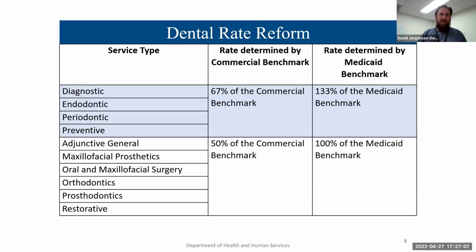To determine the rate that we pay off of that benchmark, we started with the recommendations that came from the comprehensive rate system evaluation, where we would pay 67% of the commercial benchmark for what we've been calling priority services, diagnostic, endodontic, periodontic, and preventive services by service type. For all other services, we used 50% of the commercial benchmark. And because we had to also use Medicaid benchmarks for some of the services, we used 100% of Medicaid for the majority of the services, and then for the priority services, we simply mirrored the differential that we gave on the commercial side. So that was 133% of the Medicaid benchmark.